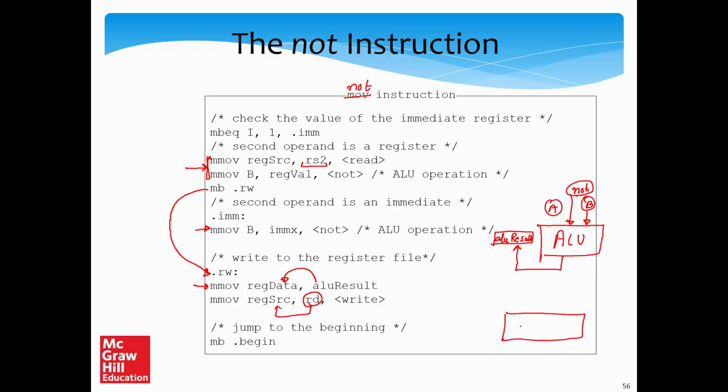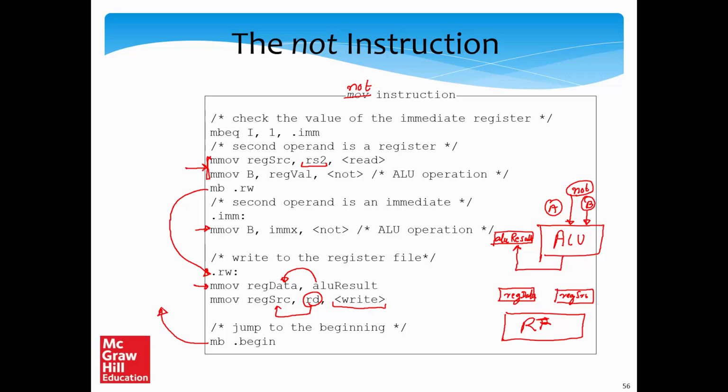So we have a register file, and it has reg source for the ID of the register and reg data for what needs to be written. So reg data came from the output of the ALU, which is the ALU result, and reg source will come from the RD register, which contains the ID of the destination register. Since reg data is already populated, we can in parallel issue a write in the register file, and the write will happen in one cycle, and then we are done. So we jump to the beginning of the preamble.